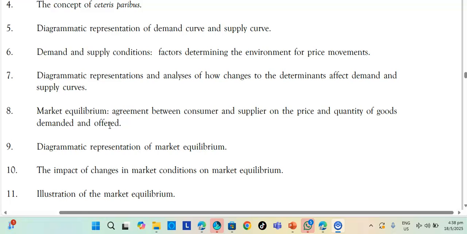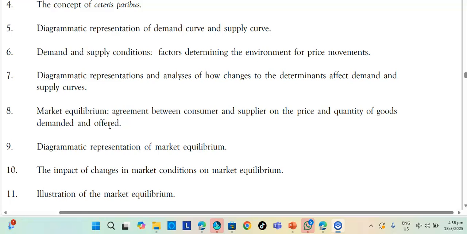And this might lead to what? This is going to lead to a surplus because the price is too high. The suppliers, they are putting more goods on the market. However, consumers are not buying the goods because of the price. So it leads to a surplus. Now, if the price is low, consumers want to buy more.